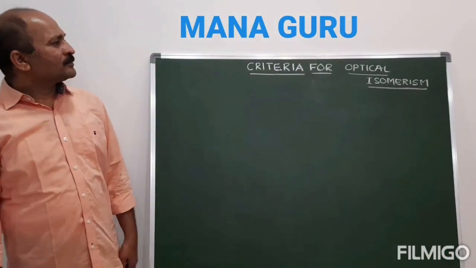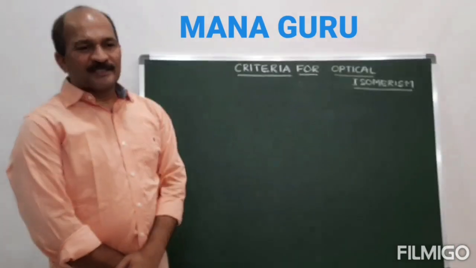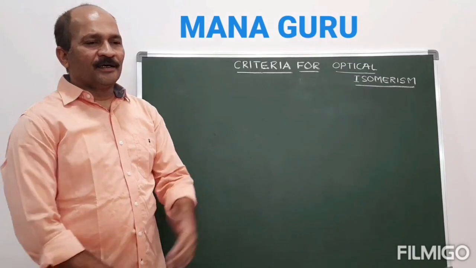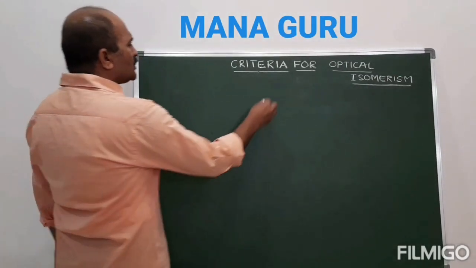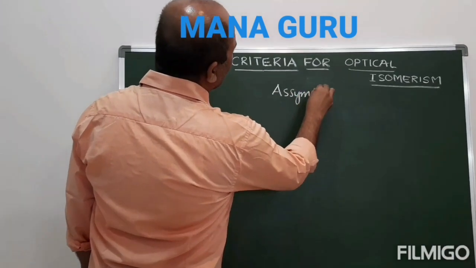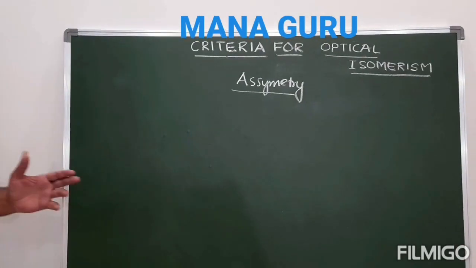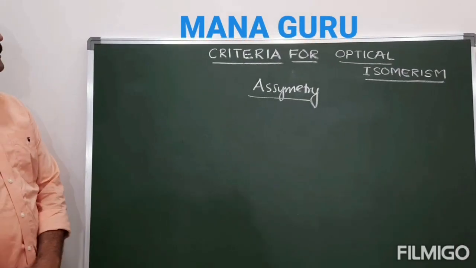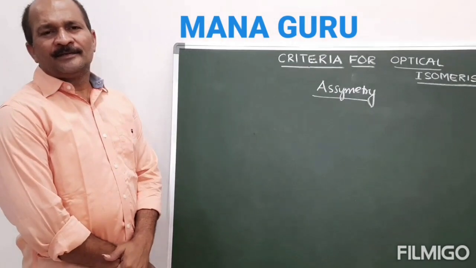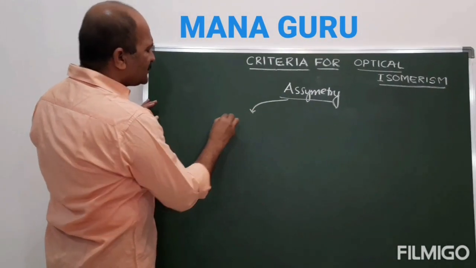Hi students, now we are going to discuss criteria for optical isomerism. What is the criteria? Students, asymmetry is the criteria. Asymmetry is the criteria for optical isomerism. But the majority of students think chiral carbon is the only criteria. No, of course, one reason is chiral carbon.